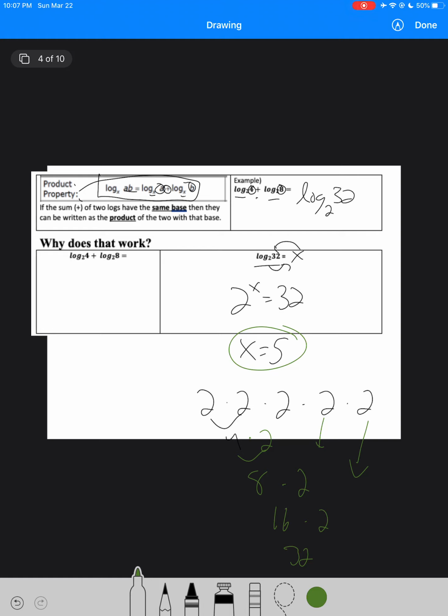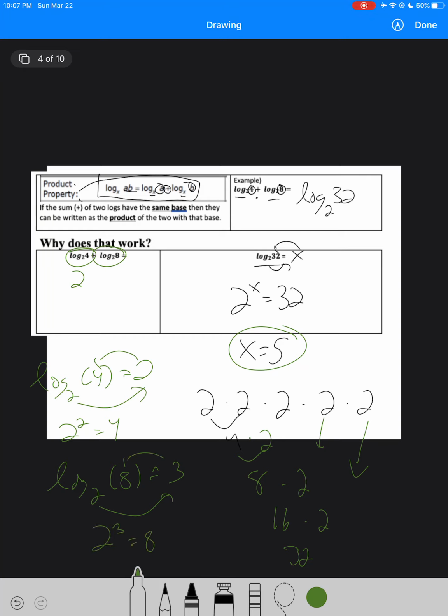The reason why that works is, let's say you did them individually instead of multiplying them. Log base 2 of 4 is 2 because 2 to the power of 2 is 4, right? Log base 2 of 8 is 3 because 2 to the power of 3 is 8. So if you did them separately, you would still get the same thing. You would get 2 plus 3, which equals 5. So the basic premise of the product property is if you have logs that are being added and they have the same base, you can rewrite that by multiplying the two.